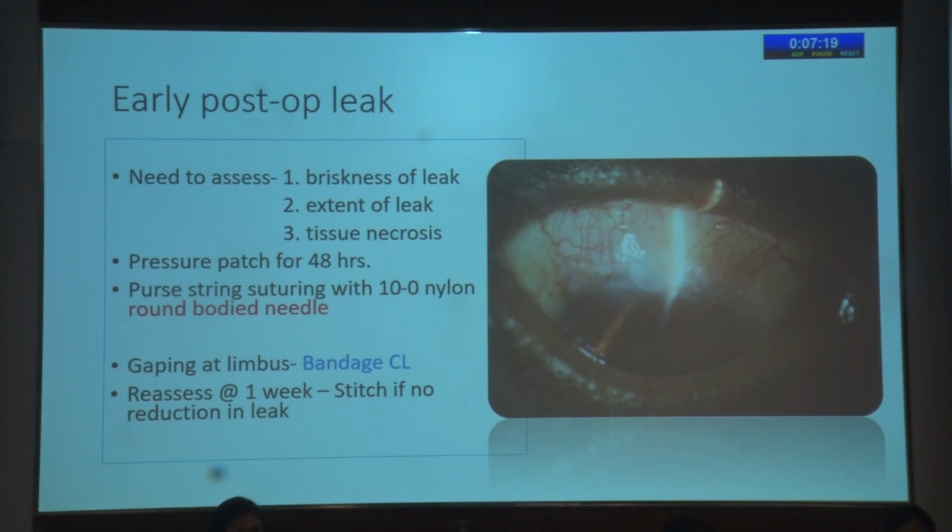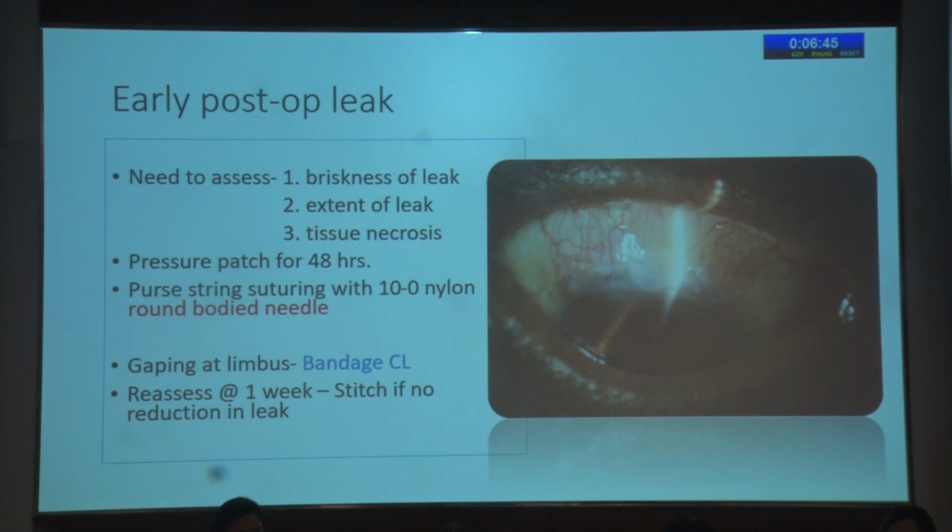For this, a simple pressure patch for 48 hours is good if the hole is less than 1 millimeter or around 1.5 millimeter, on the near limbus part of the conjunctiva. If it is not closing with that, we can put a purse string suture with a 10-0 nylon, but please use a round bodied needle, because if we use a tapered needle, tapered cut, it can again give a stretch, so the bleb can leak again.